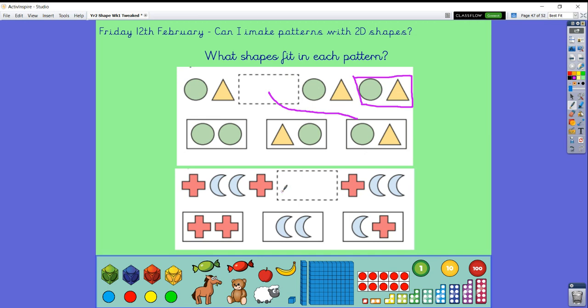Now this one looks a little bit more complicated. Let's see if I can work out what the repeating chunk is. So I've got cross, moon, moon, or a crescent. That's a nice word. Cross, crescent, crescent. Cross, cross, crescent, crescent. Well, cross wouldn't work. My chunk, I think, is this. I've got a cross with a crescent and a crescent. So it's going to have to be this one, isn't it? I've got cross, crescent, crescent, cross, crescent, crescent. Brilliant.